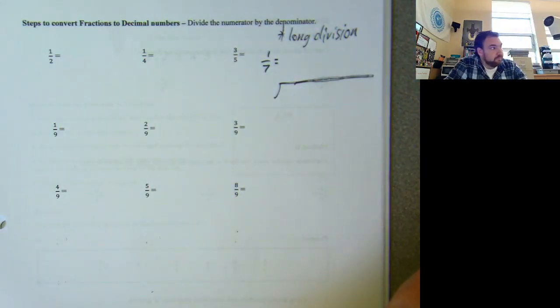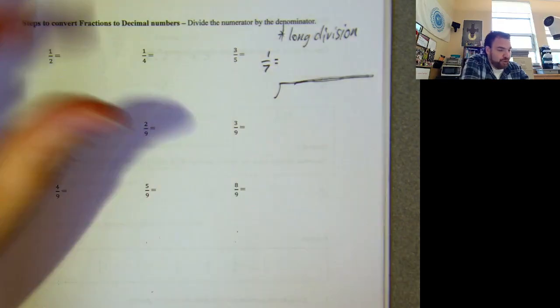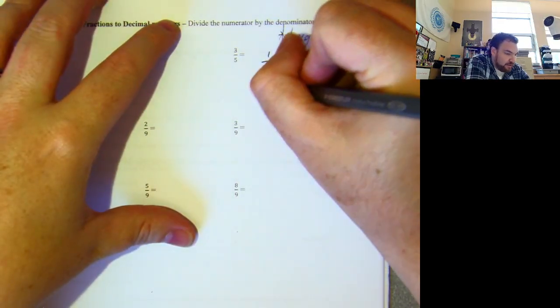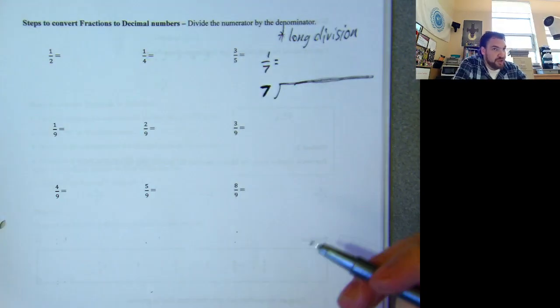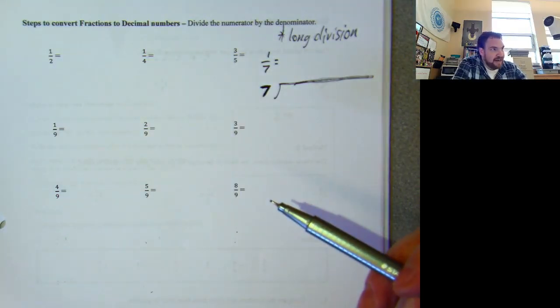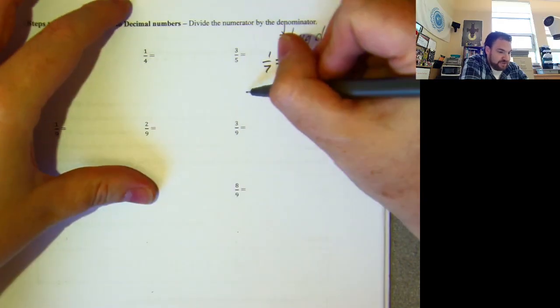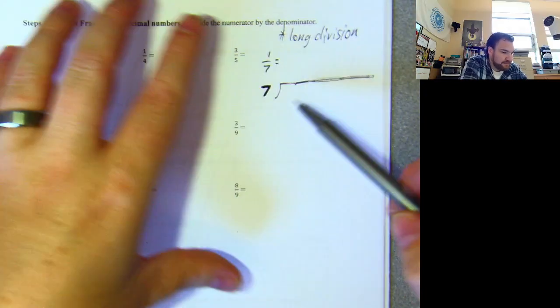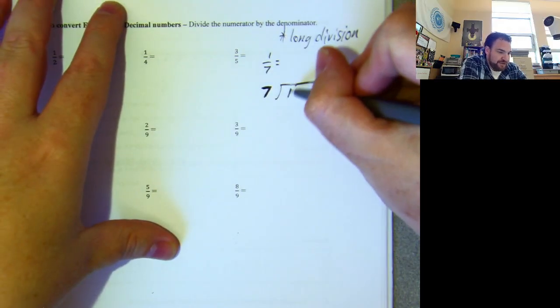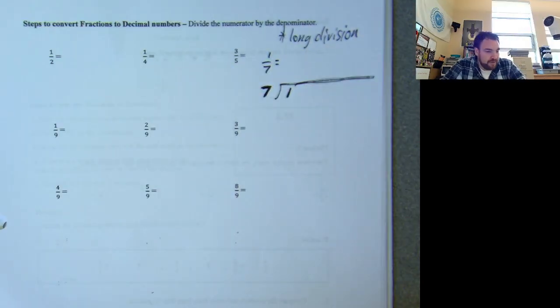The denominator goes on the outside. The denominator always goes on the outside. The denominator is the thing you're dividing by. So the denominator goes outside, which means the numerator goes inside. Okay, cool. How many times does 7 go into 1?